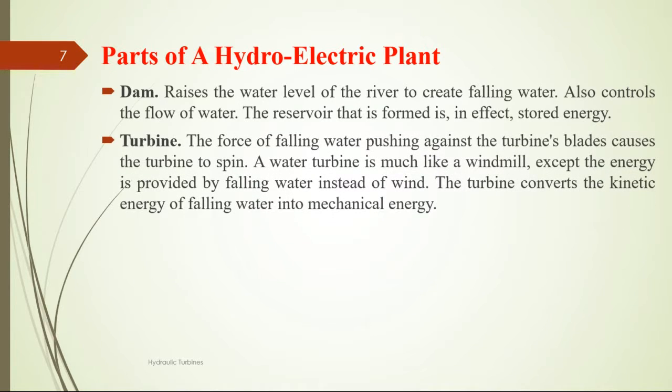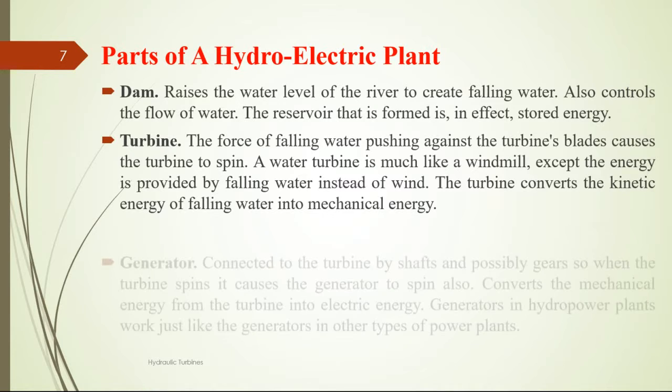Then next one is turbine. The force of falling water pushing against the turbine's blade causes the turbine to spin. A water turbine is much like a windmill, except the energy is provided by falling water instead of wind, and the turbine converts the kinetic energy of falling water into mechanical energy.